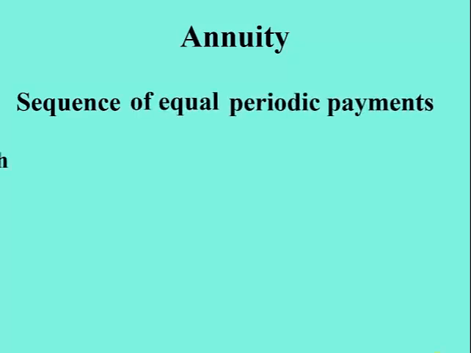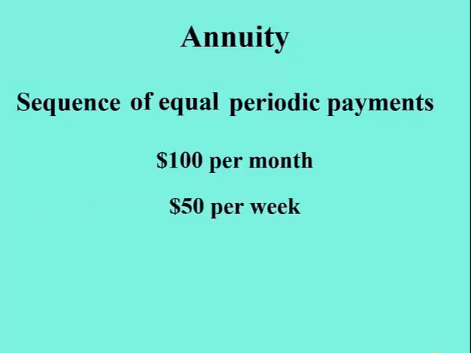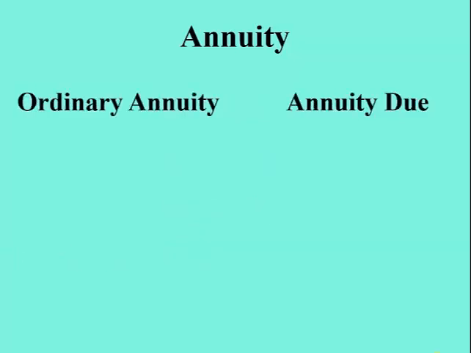In the last two sections of Chapter 3, we're going to be looking at things called an annuity. In finance, the term annuity refers to a sequence of equal periodic payments. So things like $100 a month, $50 a week, $500 a year, these are all annuities. Technically, there's two kinds of annuities.